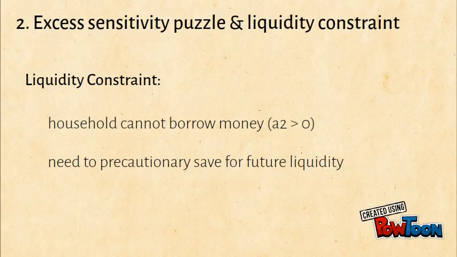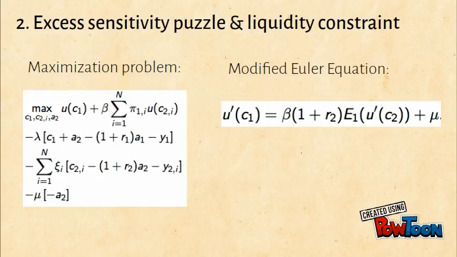So we move on to the next part, the liquidity constraint. By definition, liquidity constraint means that households cannot borrow any money and they need to save precautionarily for future liquidity. Here we have the maximization problem again, where we need to maximize our utility by choosing the optimal level of C1, C2, and A2 under the budget constraint and liquidity constraint. So the modified Euler equation on the right is the result.